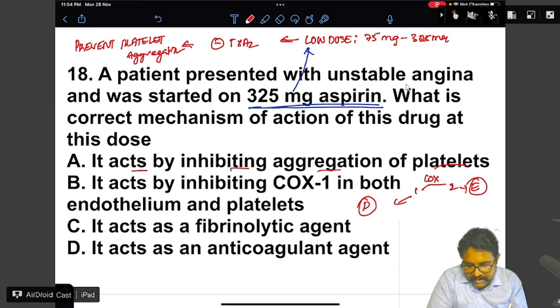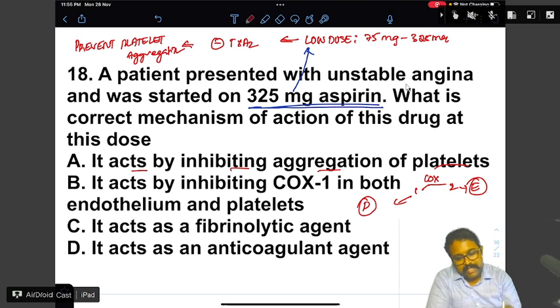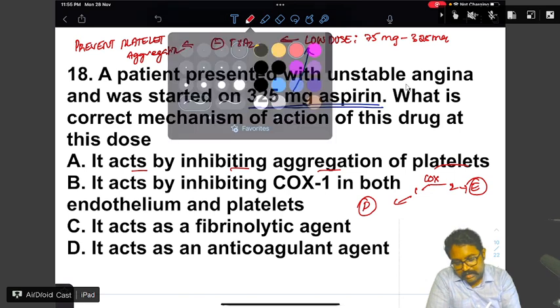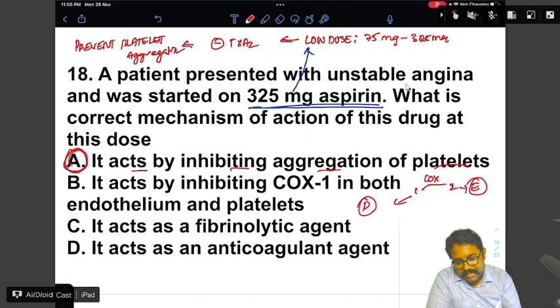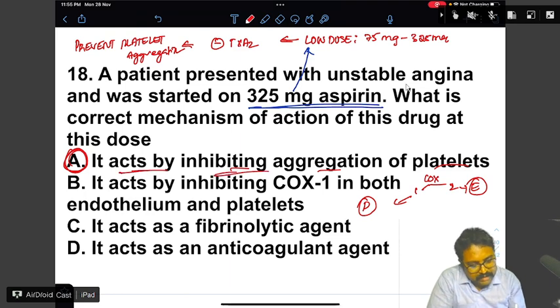The third option is it acts as a fibrinolytic agent. It is not a fibrinolytic agent, it is an antiplatelet agent. It acts as an anticoagulant. No, it doesn't have the property of preventing coagulation. It has the property of preventing platelet aggregation. So here the appropriate answer will be option A, that aspirin is going to act by inhibiting the aggregation of the platelets.